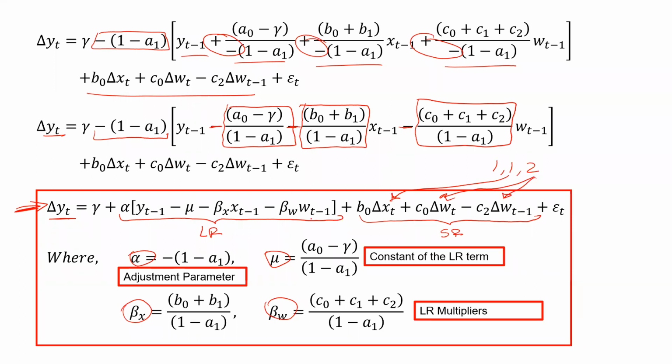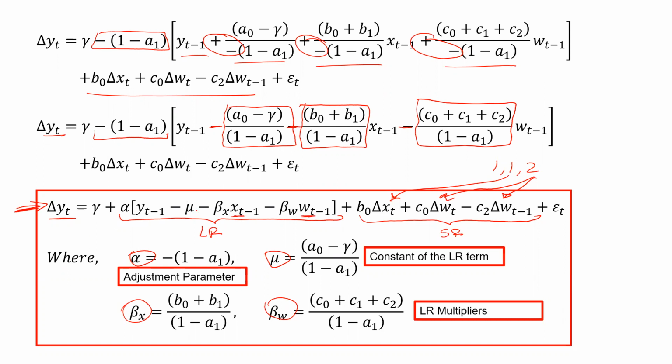And the long run multipliers will show me how yt will respond in the long run, how will it change in the long run if xt or wt suffer any sort of shocks, meaning unexpected increments or decreases, right?